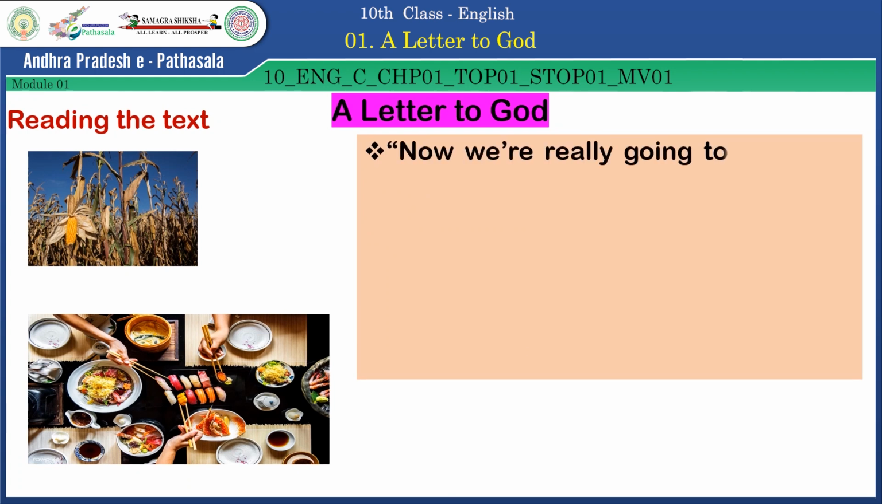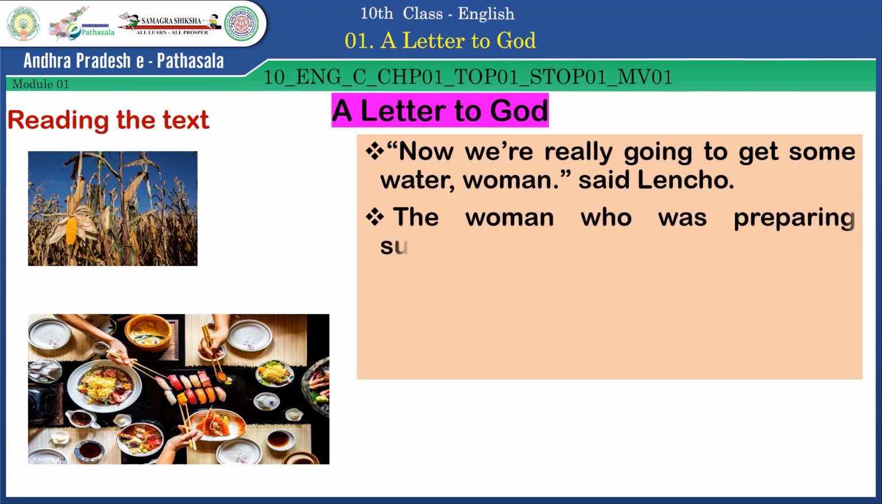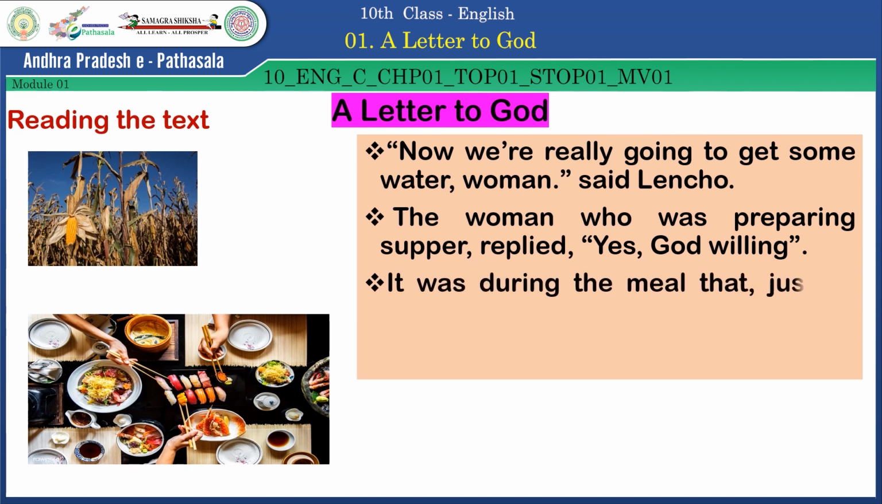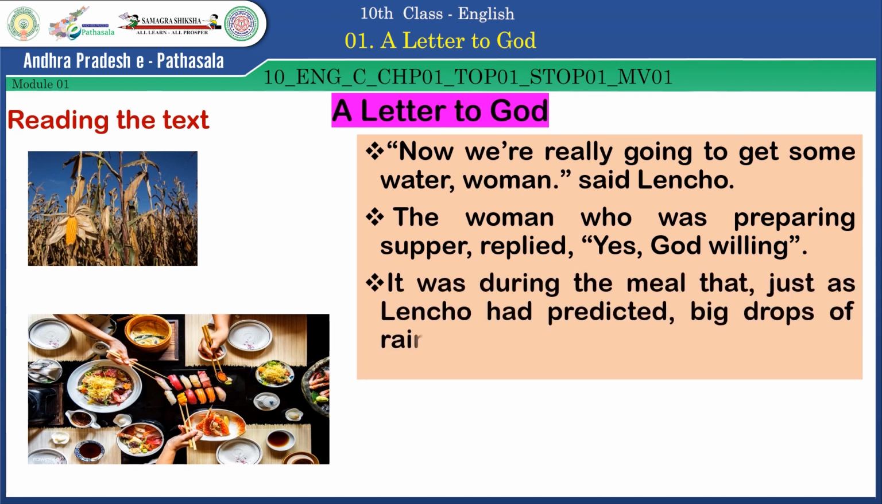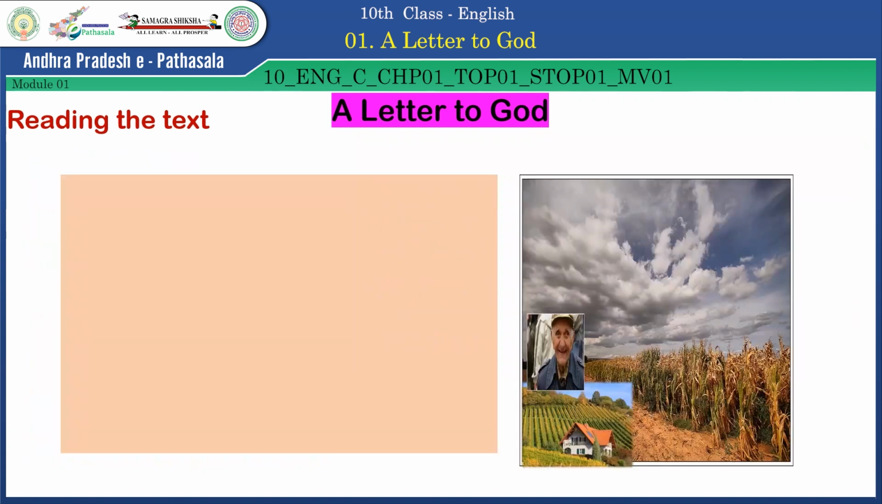"Now we are really going to get some water, woman," said Lencho. The woman referred here is Lencho's wife. The woman who was preparing supper replied, "Yes, God willing." It was during the meal that, just as Lencho had predicted, big drops of rain began to fall. The air was fresh and sweet.